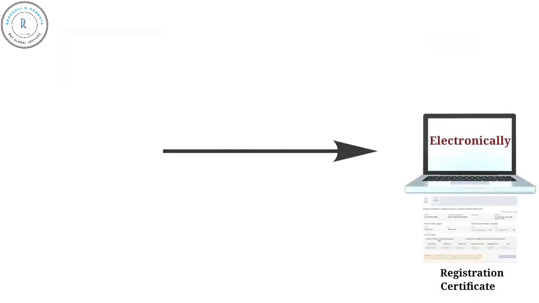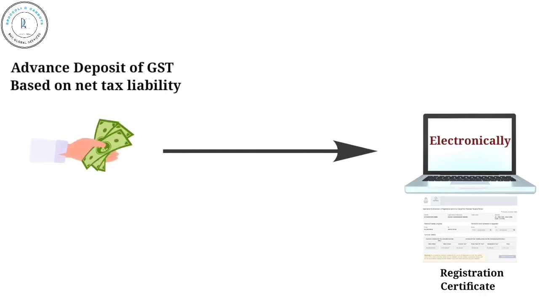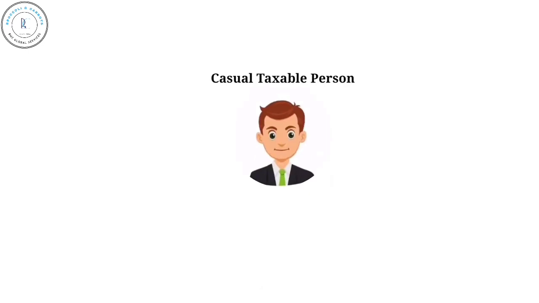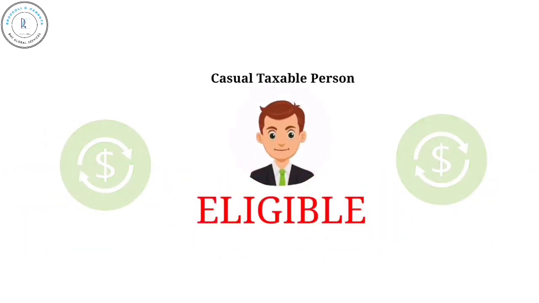Registration certificate can be obtained electronically after making the advance deposit of GST based on an estimation of net tax liability. A CTP is eligible for the refund of any amount deposited in excess of tax liability, which will be refunded after all the necessary returns have been furnished for the registration period. So, that is all for this topic.